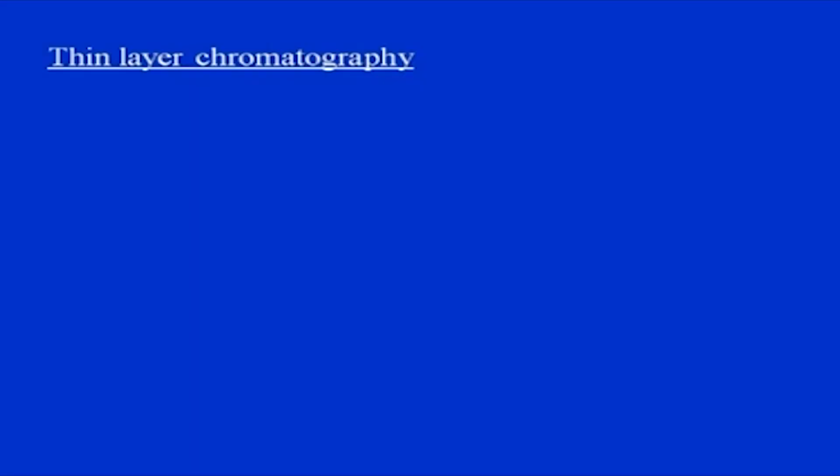Now, let us continue our discussion here. Hope you have been able to understand the simple methodology of paper chromatography. The next planar chromatography system is thin layer chromatography.